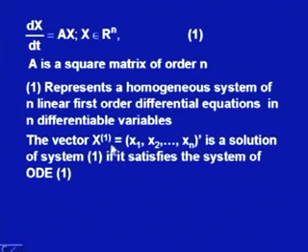The vector x1, which has n components, is a column vector. We say it is a solution of the given system 1 if it satisfies the system of ordinary differential equations, or in short ODE. So, any function which satisfies these differential equations is called a solution of this system. We denote this solution vector as x1.